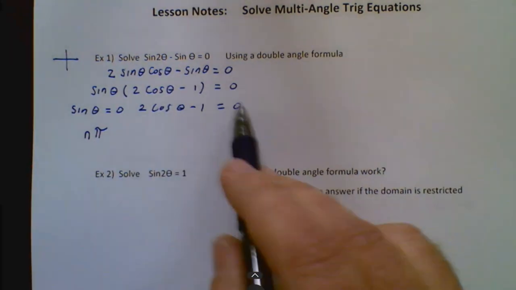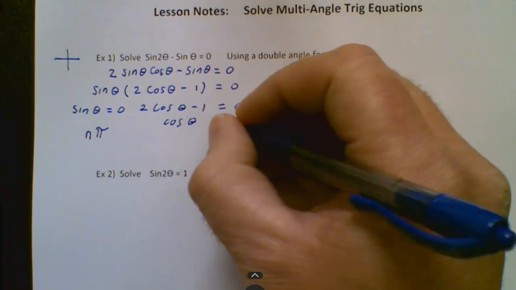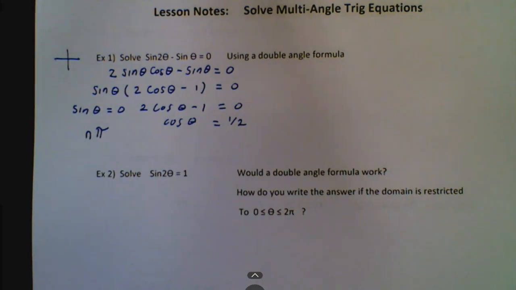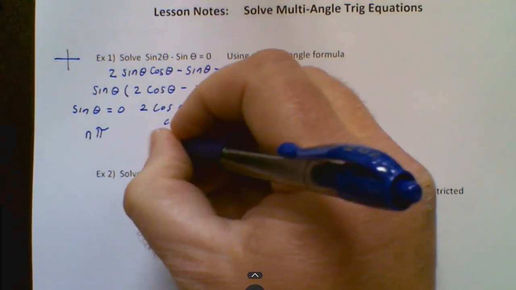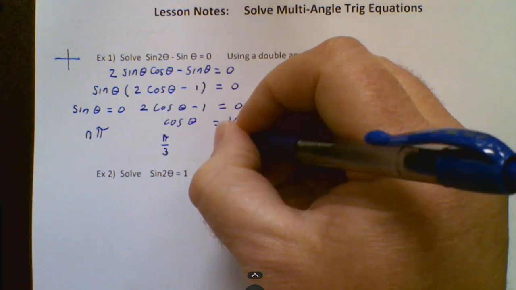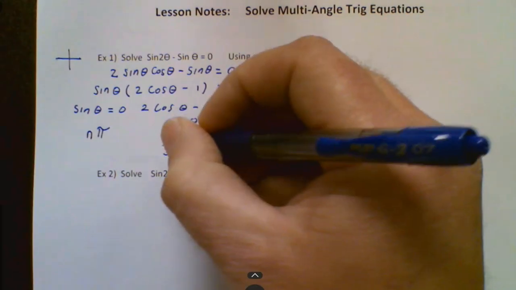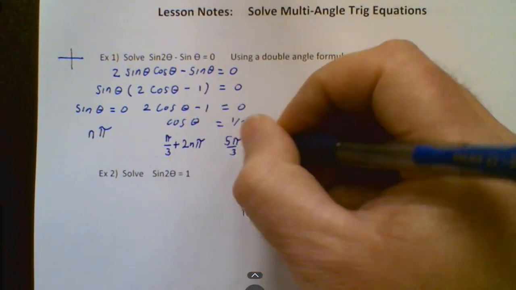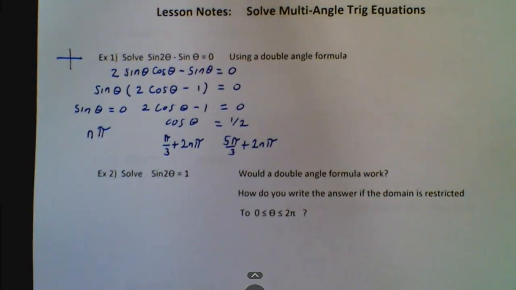As far as this one goes, add the 1, divide by 2. So we're saying the cosine of some angle is 1/2. So again, think of your unit circle at pi over 3 and 5 pi over 3. And if there's no domain restriction, we're just going to slap on the plus 2n pi so that it can go on forever and ever and ever.